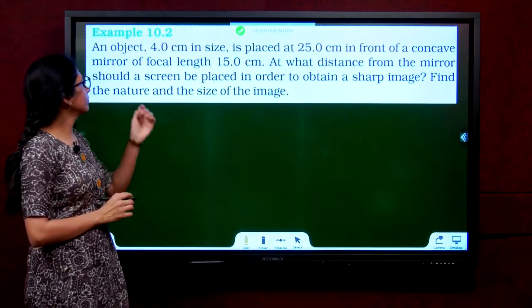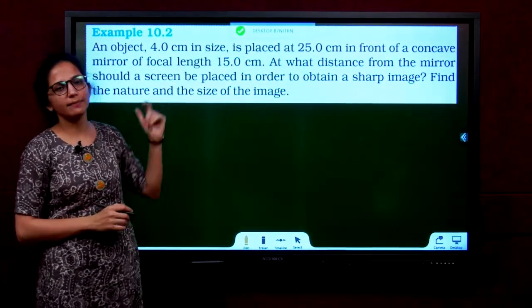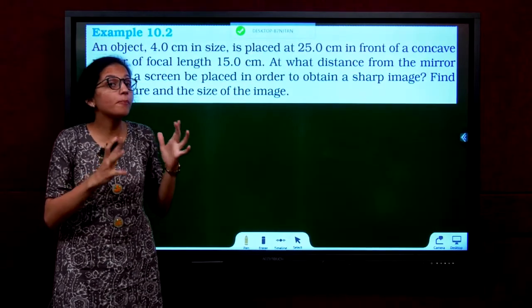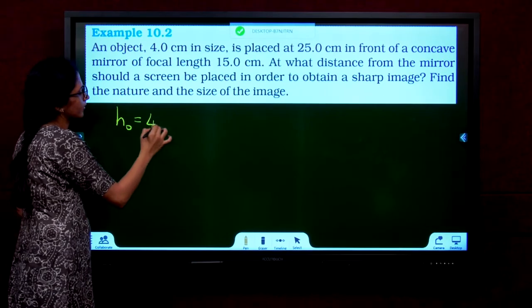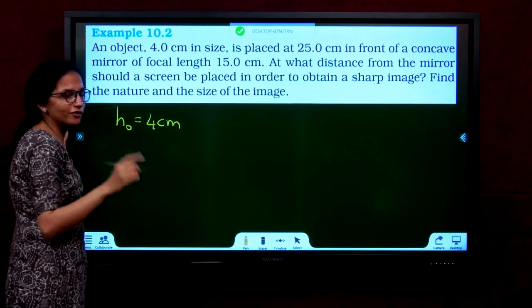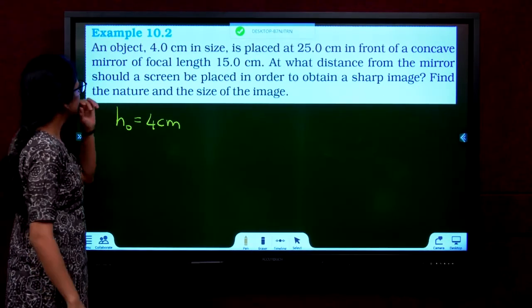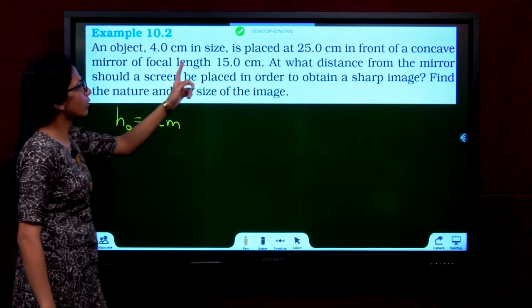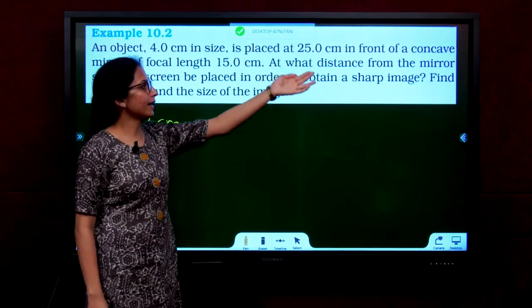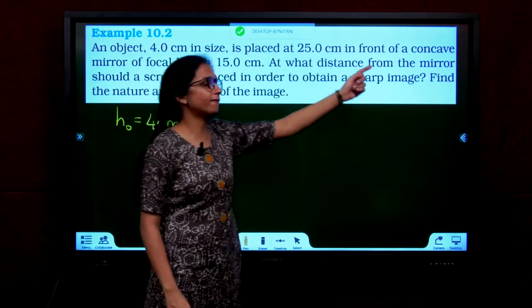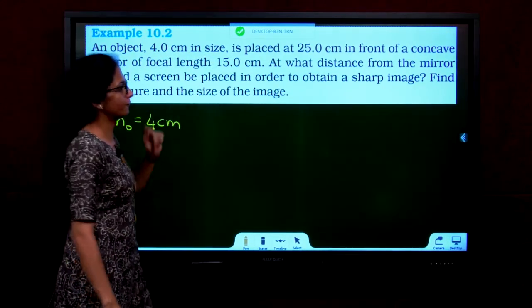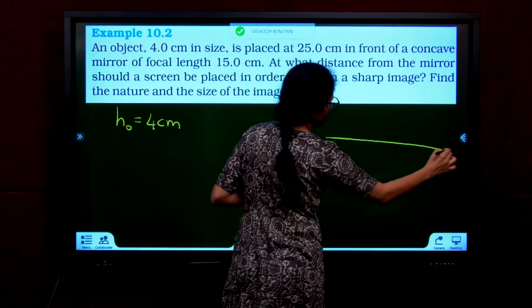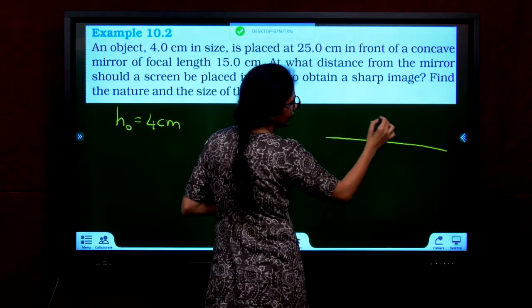Example 10.2. An object 4 centimeters in size is placed 25 centimeters in front of a concave mirror of focal length 15 centimeters. Object height is given, H0 is 4 centimeters. So you have to do the fourth point of your problem because H is given. So we have a concave mirror.